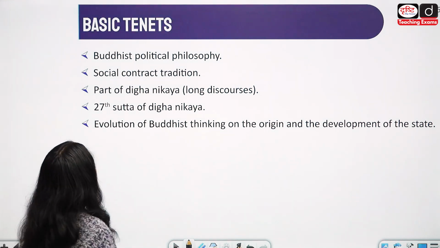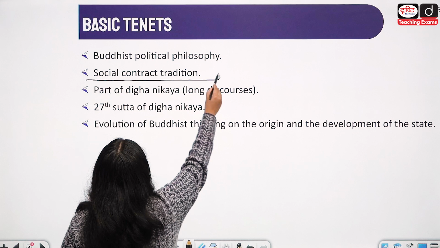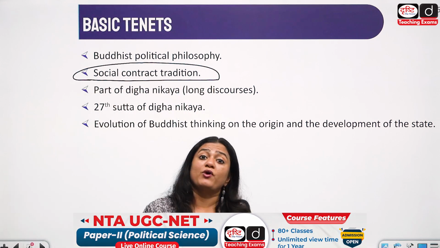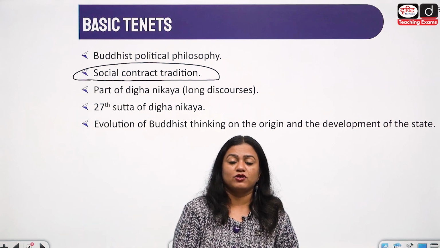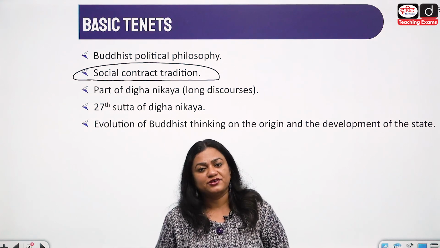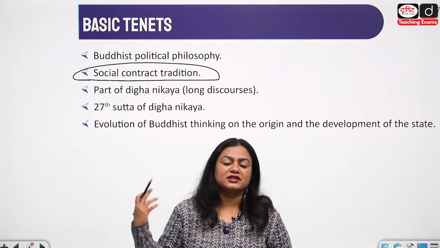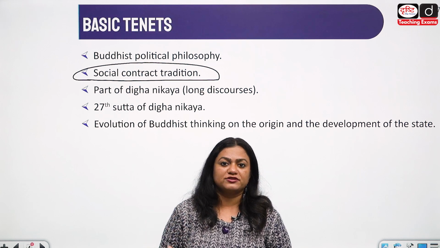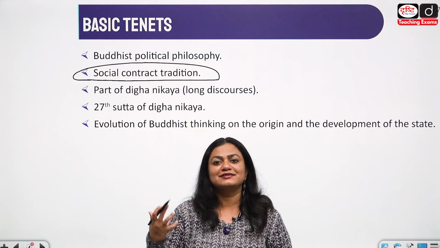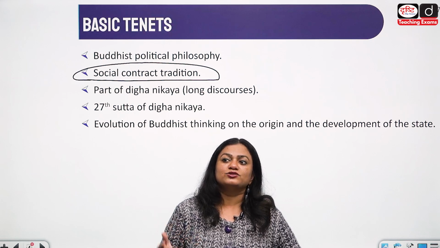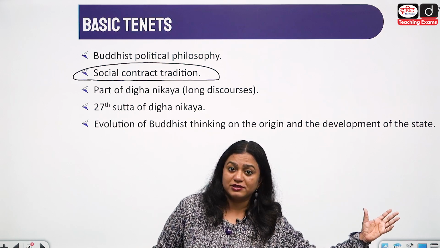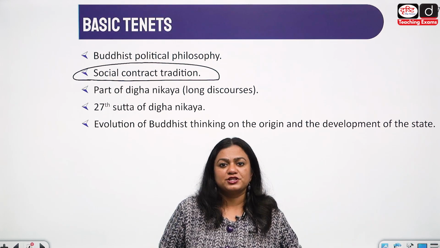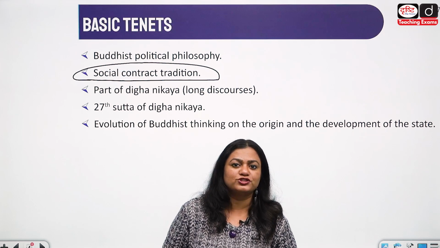It actually provides us with a social contract tradition. In your Western philosophy, which came quite late, we have Thomas Hobbes, Locke, Rousseau, and later on John Rawls, who presented us with a social contract tradition, right? But the Buddhist philosophy of Agannasutta, which belongs to the ancient period and is much earlier, also has a similar representation of an ideal polity through a social contract tradition.